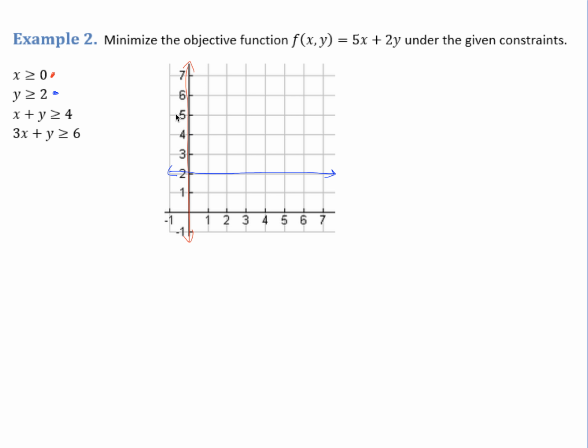So as of right now, we have to the right of the red, above the blue, so this region up here, but we still have 2 more to work with. Let's do this one in green. So that's x plus y is greater than or equal to 4. We would subtract x from both sides to put this in slope-intercept form. We've got y is greater than or equal to negative x plus 4. So we have a y-intercept of 4, a slope of negative 1 again. So we go down 1, right 1.